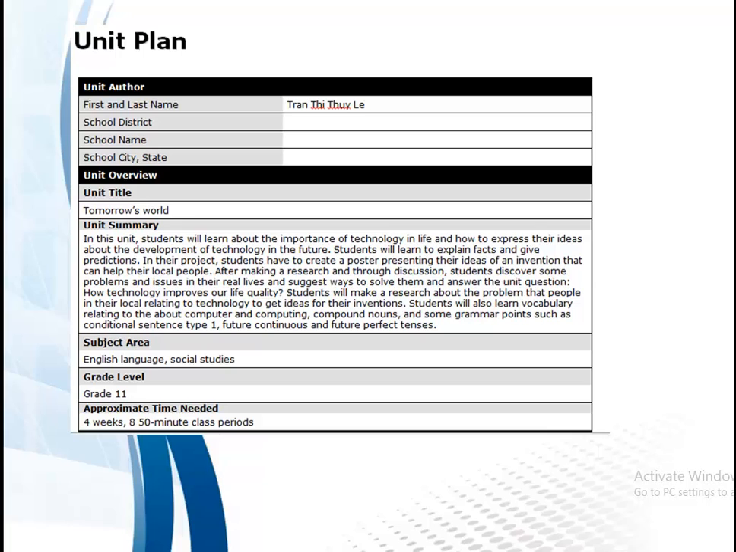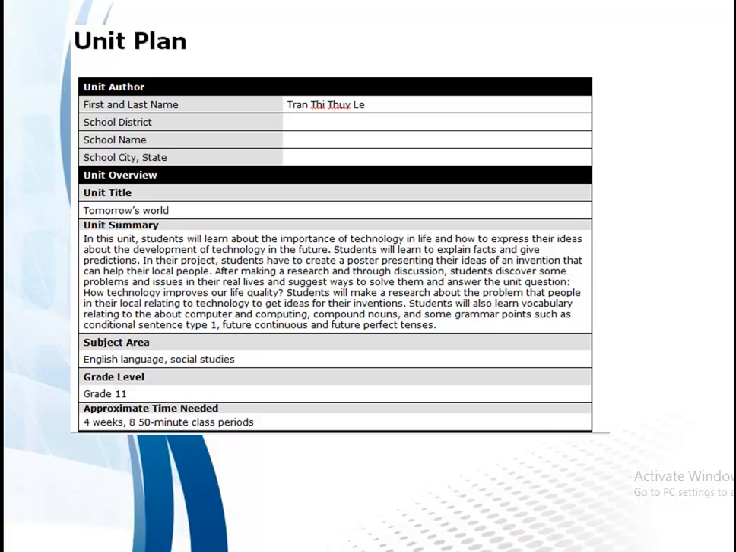Besides, students will learn vocabulary about computers and computing, compound nouns and some grammar points such as the future continuous and future perfect tense. For skills, reading, writing, listening, and speaking will also be improved. The subject areas are English language and social studies. My students are at grade 11. 4 weeks are needed to complete the unit, and therefore there are two 50-minute periods per week.